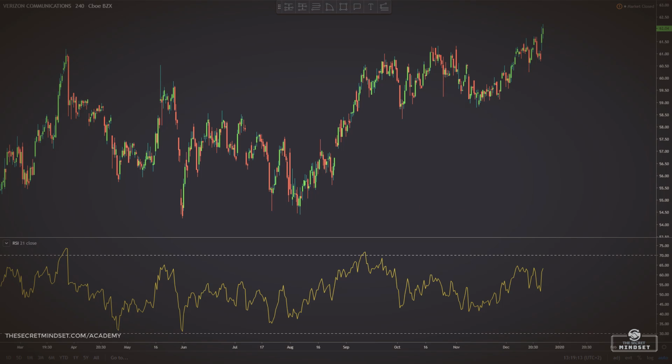That's why, when trading the RSI trendline breakouts, you'll get leading signals.